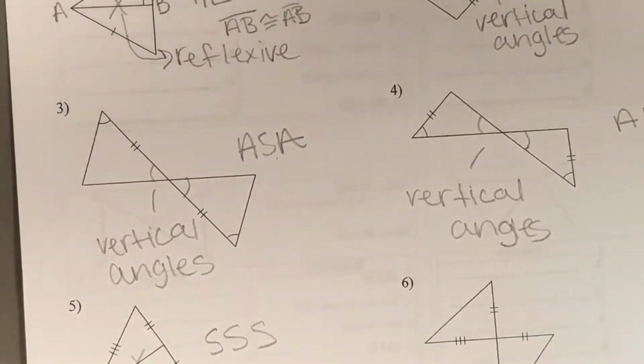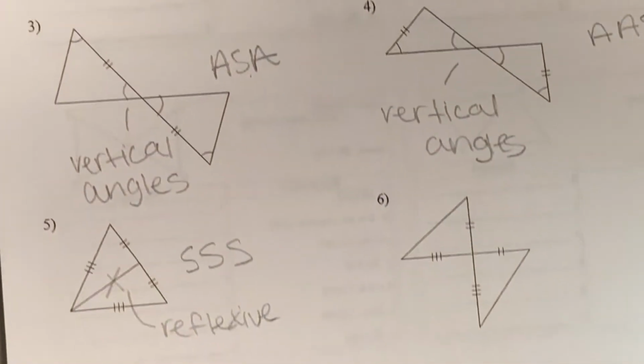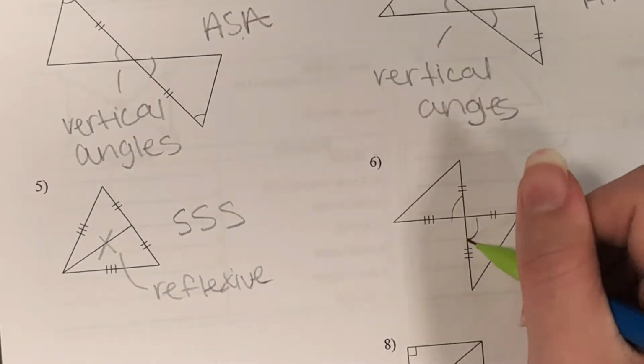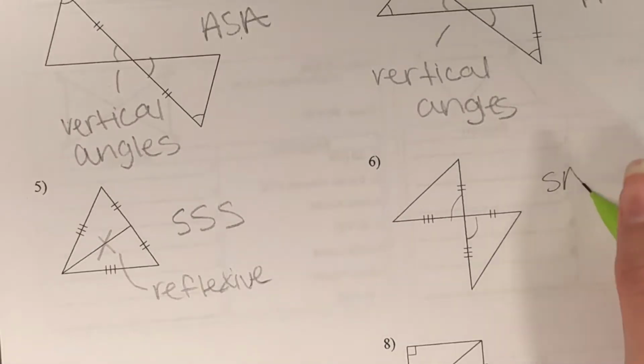When you first look at number 6, you should notice that there are vertical angles. After you mark those, you can prove that this pair of triangles is congruent by the side angle side congruence theorem.